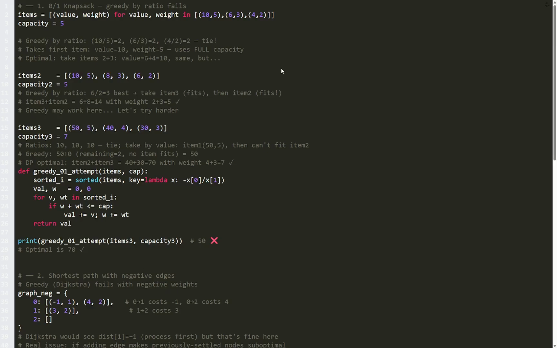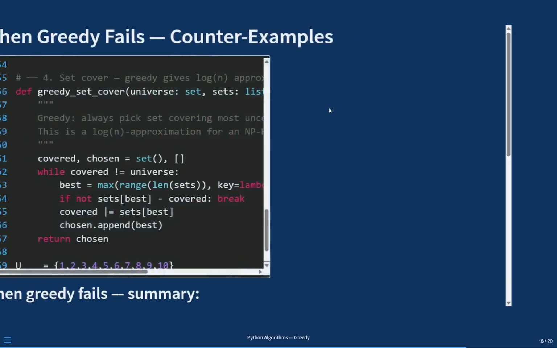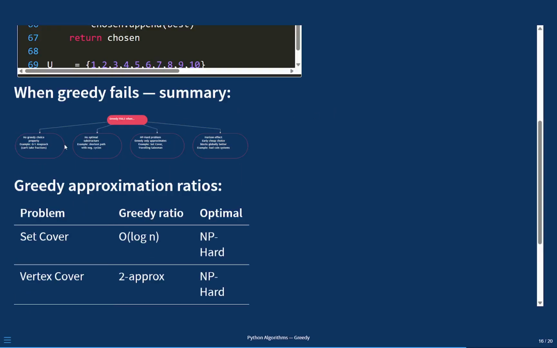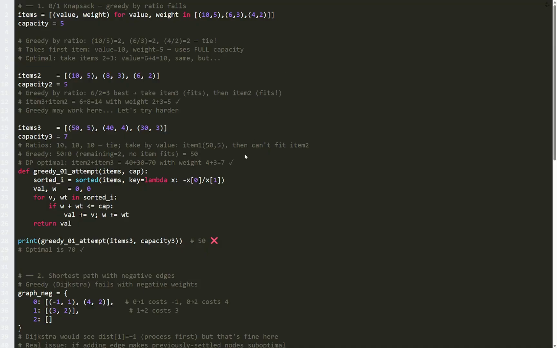Click 0/1 knapsack by ratio. Consider items with weights and values (5, 50), (4, 40), (3, 30), and capacity 7. All three have the same value-to-weight ratio of 10. Greedy breaks the tie by value, takes item 1, 50 value, 5 weight. The remaining 2 capacity can't fit either remaining item. Total, 50. DP finds items 2 plus 3, weight 4 plus 3 equals 7. Value 40 plus 30 equals 70. The greedy result is 20 units worse than optimal. The fundamental issue, 0/1 choices aren't divisible. Greedy by ratio works perfectly for fractional knapsack and fails for binary selection.